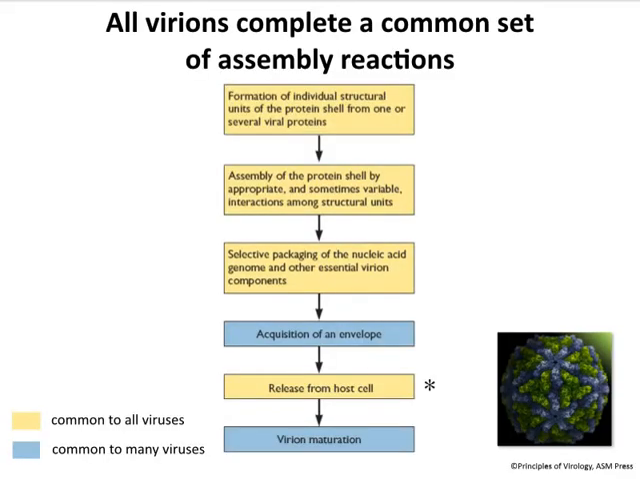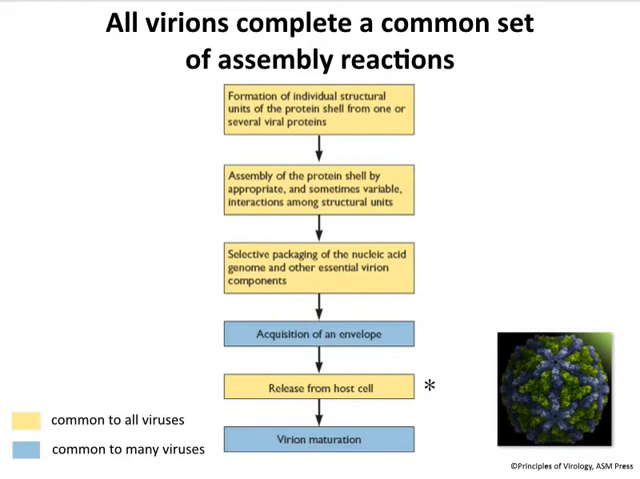So all viruses go through a series of steps to make new virus particles. Many of them are in common, and they're shown here. So the yellow parts are common to all viruses. Formation of the structural units, assembly of the shell by the interaction of these units, and then you have to put the nucleic acid genome inside the capsid. We'll talk about that today. Some viruses get an envelope. Not all, as you know, are enveloped, but some do. So that's in blue. It's not common to all viruses.